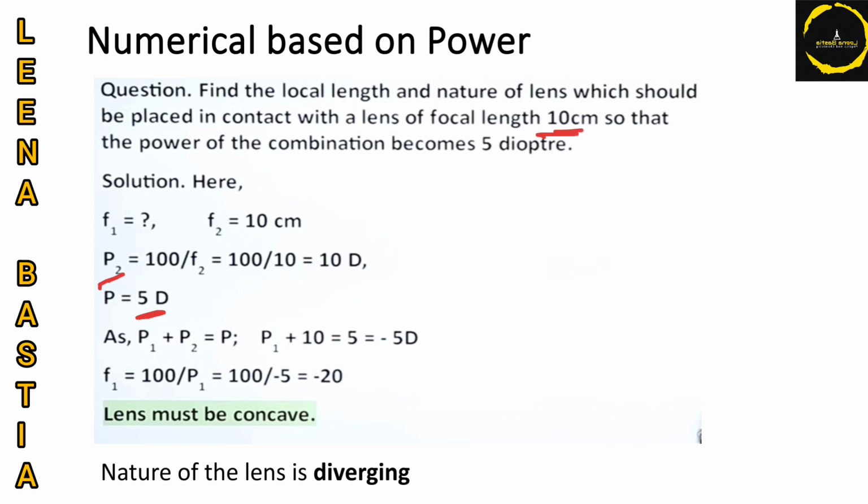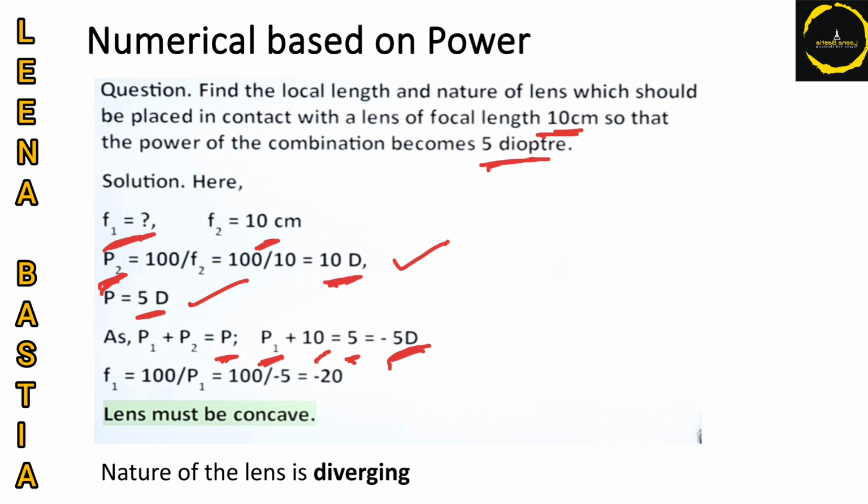One lens focal length we have to find out, and the other lens focal length is given. So the power of the second lens we can calculate by 100 by 10 centimeter, which is 10 diopter. The total combination power is given, that is 5 diopter. P1 plus P2 is P, we know the formula. P1 we have to find out, P2 we already got, that is 10 diopter, and final is 5. After calculating you will get P1 as minus 5 diopter. So P1 is what type of lens? It is a concave lens.